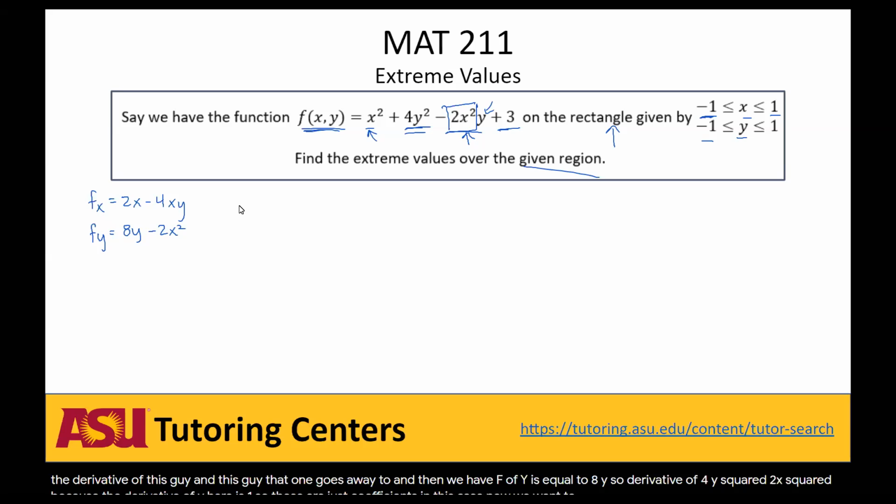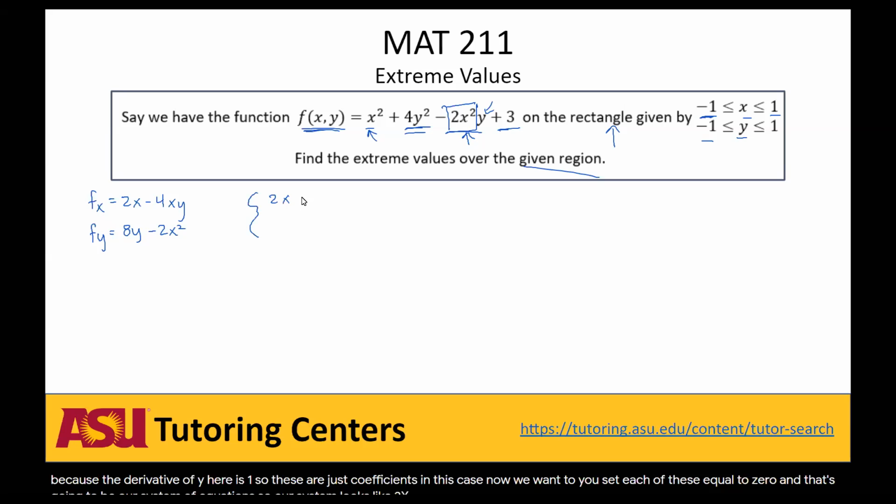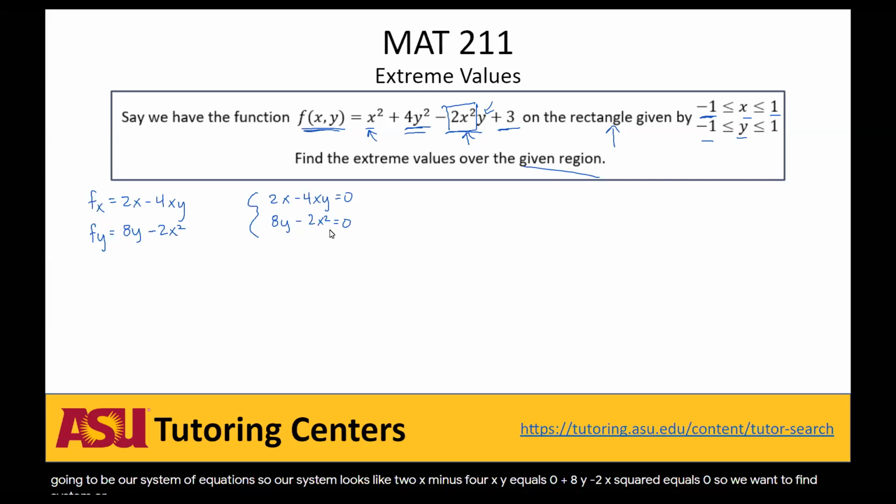Now we want to set each of these equal to 0, and that's going to be our system of equations. So our system looks like 2x minus 4xy equals 0, and 8y minus 2x squared equals 0. So we want to find values for x and y that solve this system. Let's start with our first equation here: 2x minus 4xy equals 0.